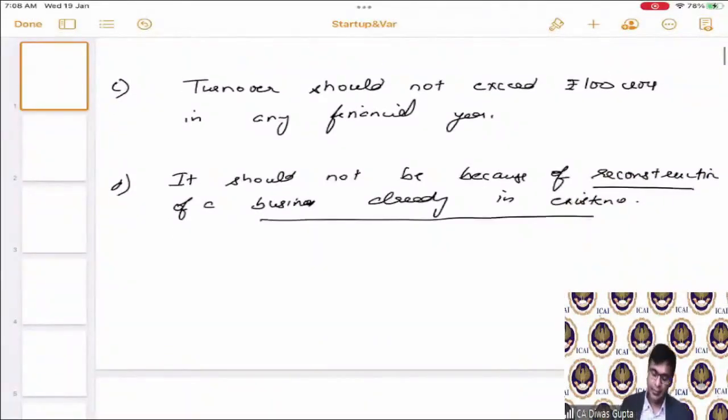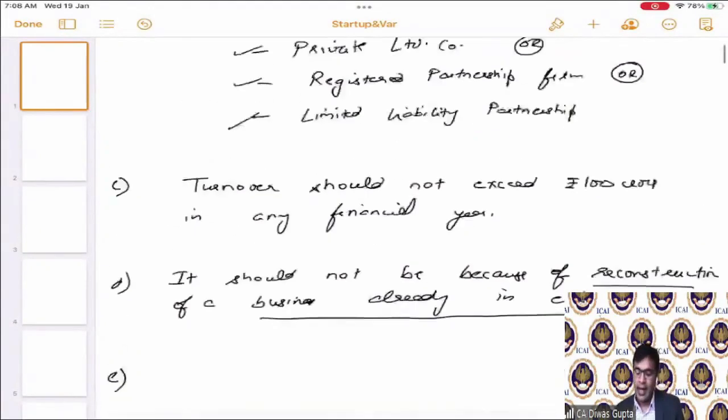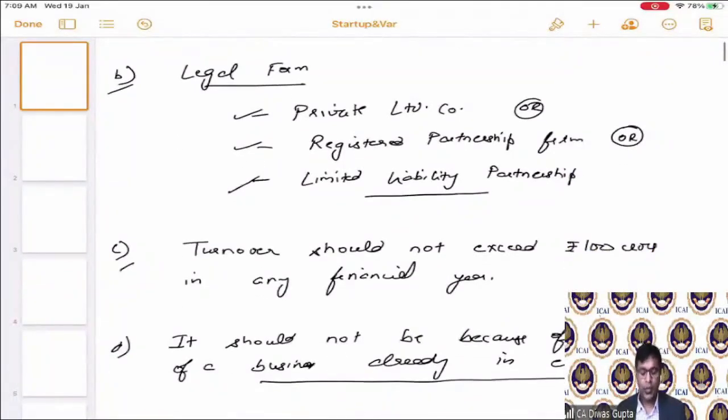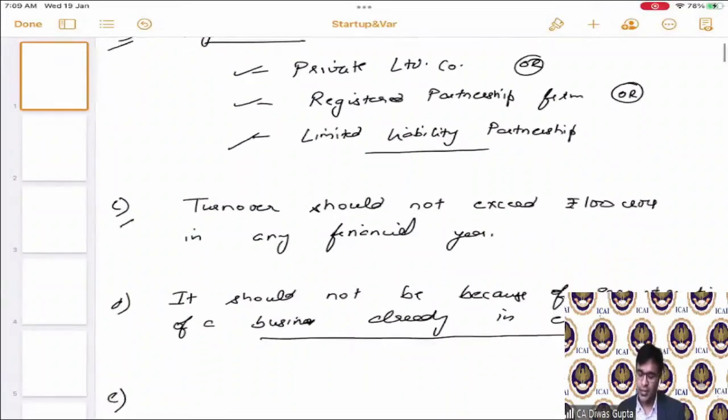And the last part. Now, the last and foremost, the last part is very logical. So what does it say? Now, for example, I start a limited liability partnership. Okay, and I have started just now, so I am satisfying condition A, B, and my turnover is also, let's say, 50 crore. Correct? Not 100 crore, it is 50 crore only as of now in the first year.